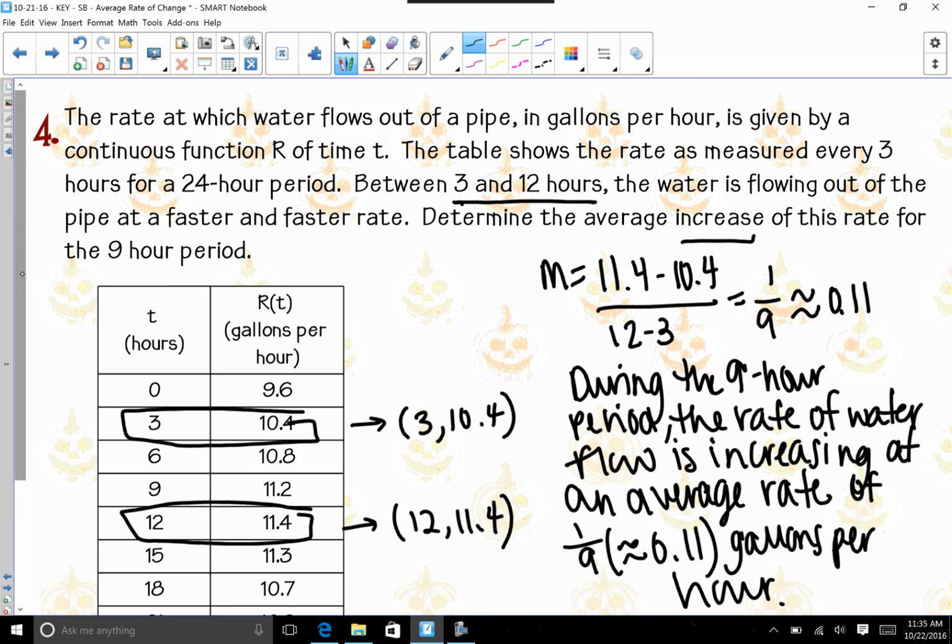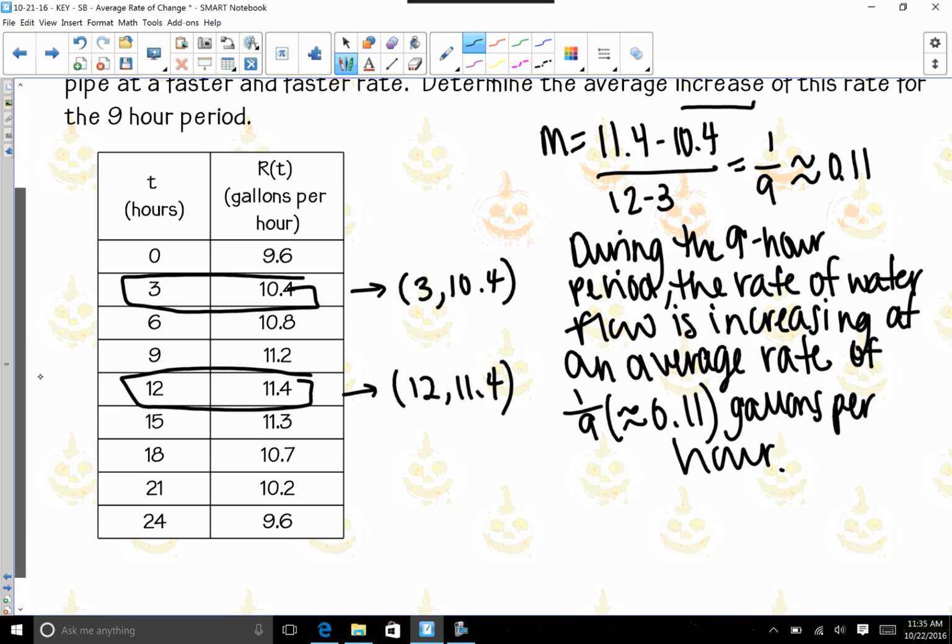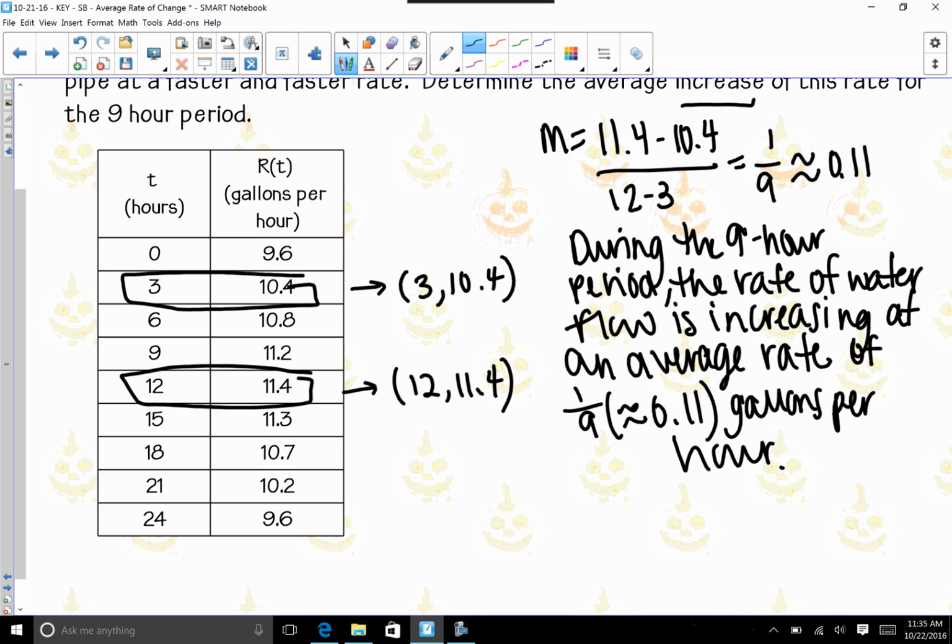Okay, so I just took the ordered pairs that I found in the table, and I just found the average rate of change between those. So the water was increasing at a rate of 0.11 gallons per hour.